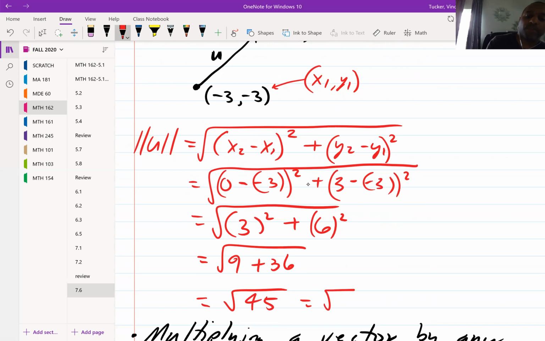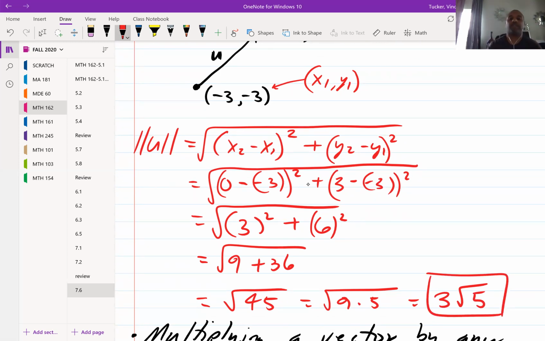We can break that 45 up into 9 times 5. The square root of 9 is 3. Leave the 5 under the radical. So that's 3 square root of 5.